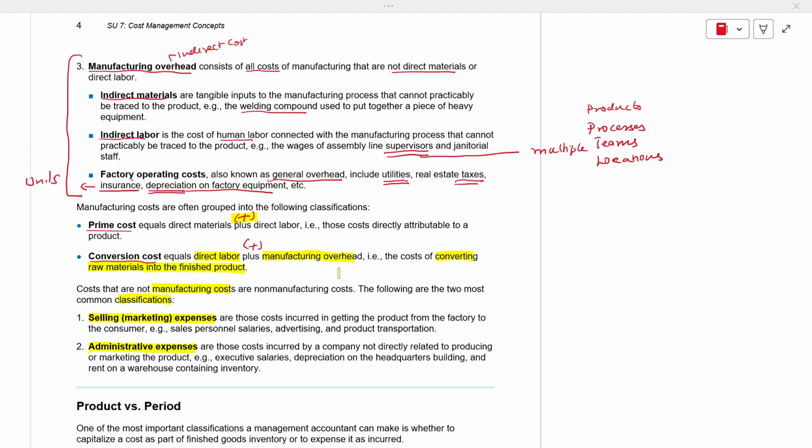Is it okay? Read this one very quickly. Very quickly means with understanding. Don't rush. I will tell you like that only.